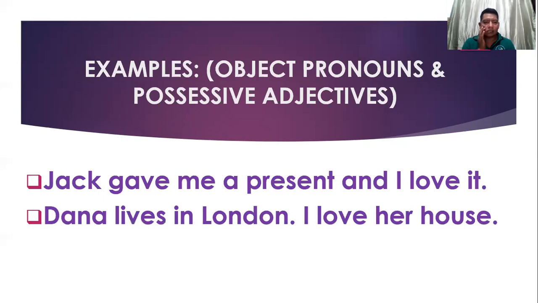We have a second sentence, and this is a possessive adjective that we have here, that is her. Okay, Dana lives in London. I love her house. What do I love? Do I love Dana? No, I love her house. So in this case, her is a possessive adjective. It means possession.